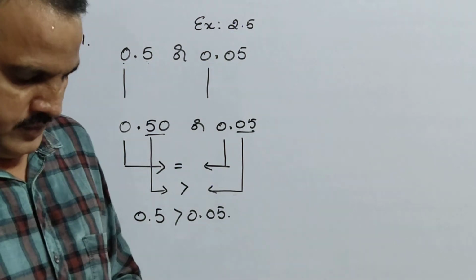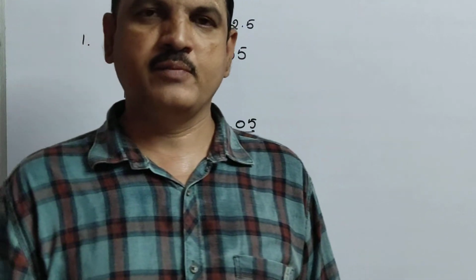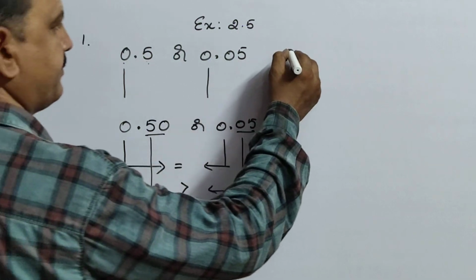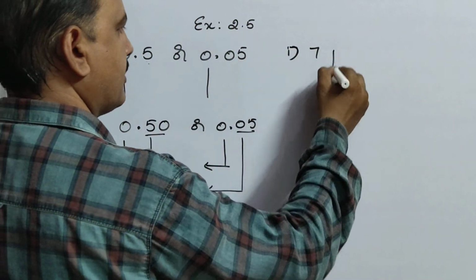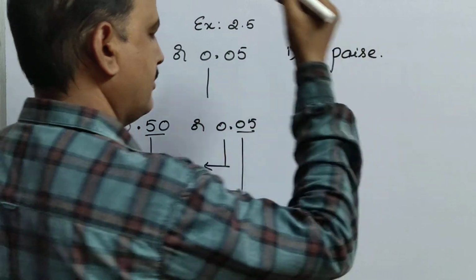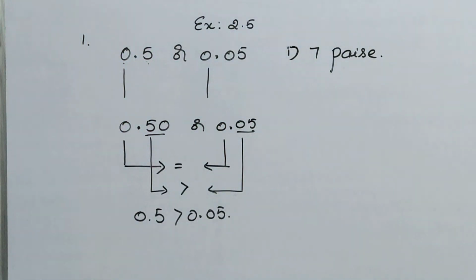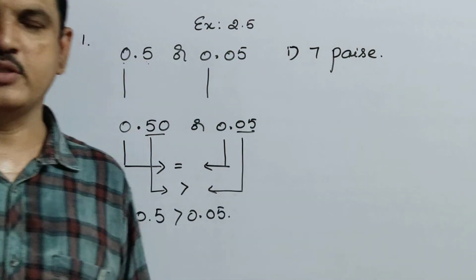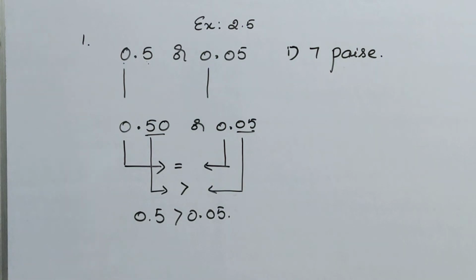Okay, next, coming to the second question: express as rupees using decimals. And the first question is 7 paisa. It is giving 7 paisa and asking the question, express as rupees using decimals. That means what? What is this, express as rupees using decimals? You are thinking something different? Yes, really different. Listen very carefully.